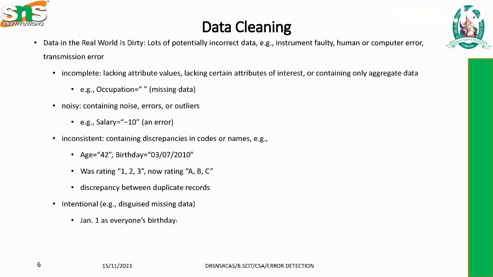Second, noisy data contains noise, errors, or outliers. For example, salary equal to minus 10, or age minus 10. These are not possible, so such data are called noisy data. The third one is inconsistent data, containing discrepancies in codes or names. For example, age is equal to 42 but birthday is 37, 2023. So these data are inconsistent. Likewise, there are some examples, such as intentional missing data. So these are all different kinds of data cleaning problems.